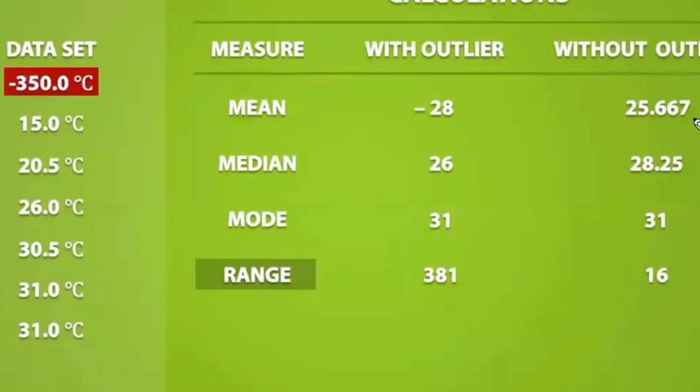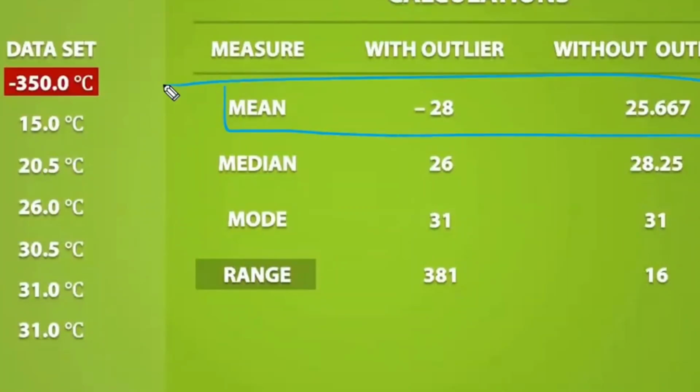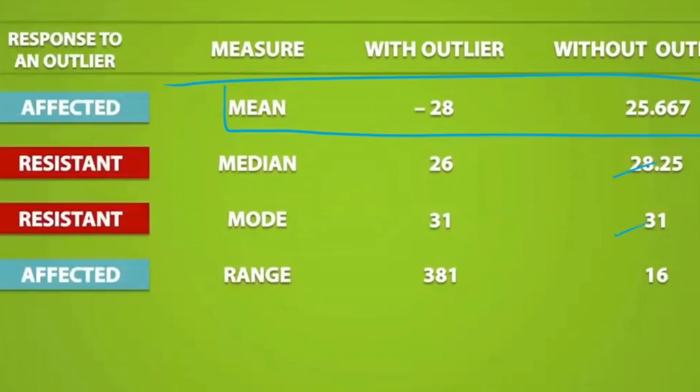So with the outlier and without the outlier, if you see the values, the mean is heavily impacted, whereas the median and mode are less impacted. The mean is heavily affected by the presence of outliers. If the mean is affected, the variance and standard deviation, everything will be affected. Now, what is the problem with outliers? The entire statistical analysis will be done the wrong way if you have outliers.